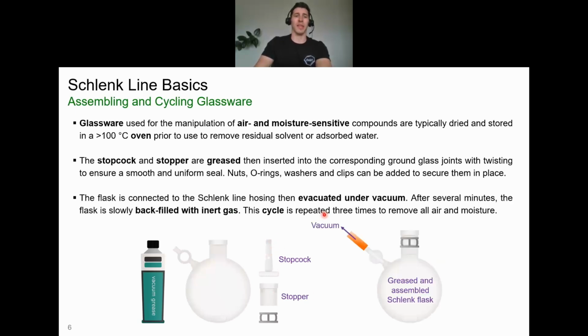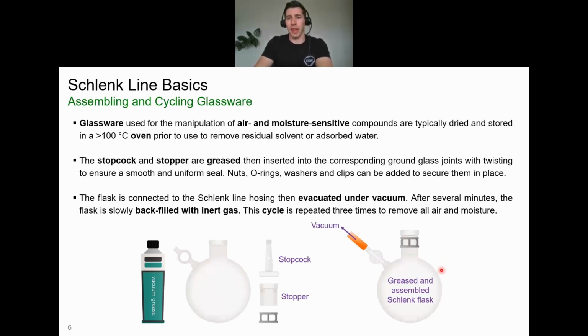We assemble these by first greasing the stopcock and the stopper, inserting them into their corresponding joints and twisting to ensure we have a streak-free coating. If you see that there's some resistance or that it's patchy, then you might need to apply more vacuum grease. Just keep in mind that it's easier to add more grease if necessary versus to remove a lot and run the risk of contaminating your flasks.